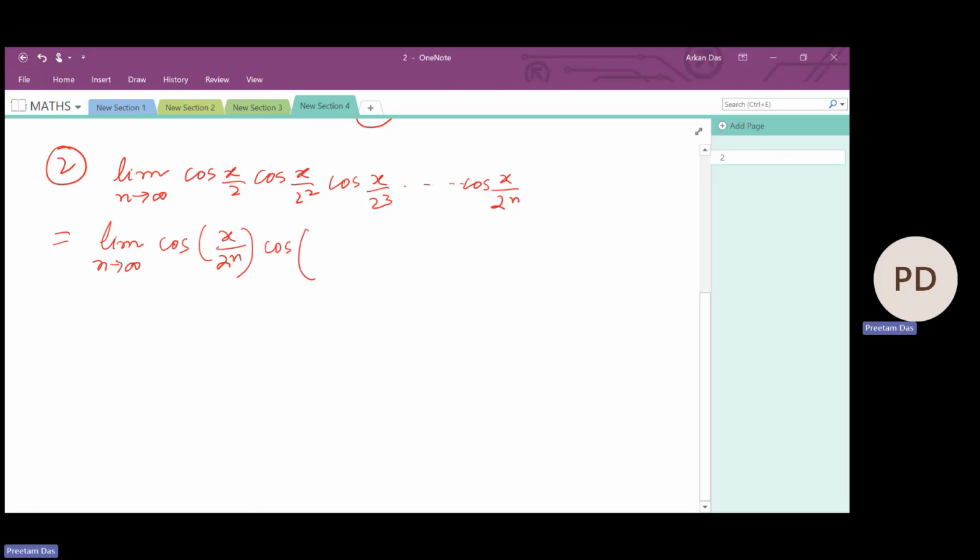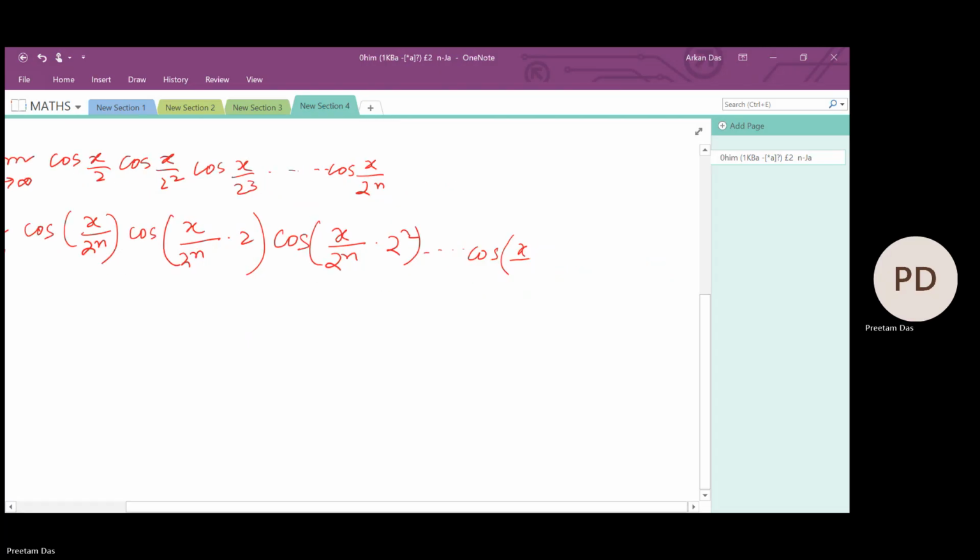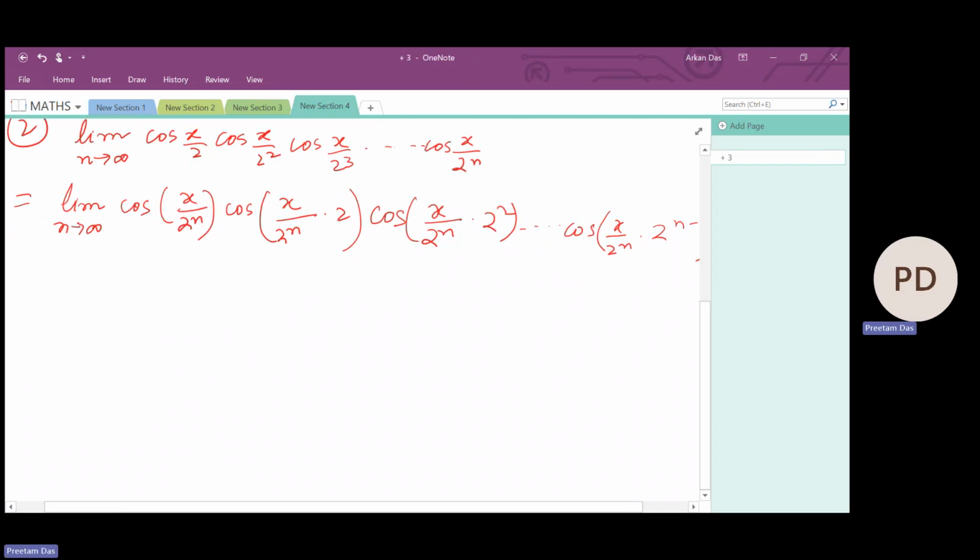So what will we write as the next term? Basically we are reversing this entire series. We are starting from the last. Next term will be x by 2 raised to n minus 1. We can write that as x by 2 raised to n times 2. Next will be cos x by 2 raised to n times 2 square. So where will it end? It will end at x by 2 raised to n times 2 raised to n minus 1 because it starts with x by 2.